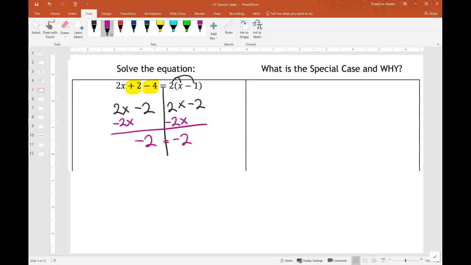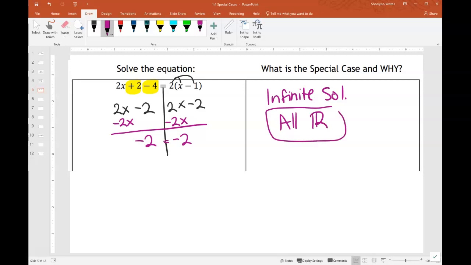Does -2 equal -2? Yes. So this is an example of infinite solutions, or what I like to call all real number solutions. This is just a better description of what's happening. Okay, and this is because -2 equals -2 is always true. Always. -2 always equals -2, no matter what we do. Those numbers will always be located on the same spot on the number line.